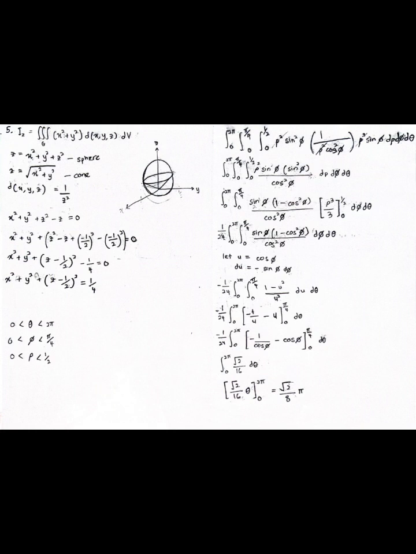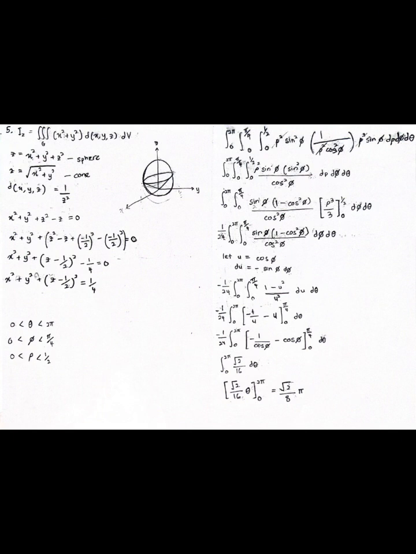So we need to sketch the diagram in 3D based on the information given, and we know that x square plus y square plus z square minus z is equal to 0. We need to complete the square for z, and we have x square plus y square plus bracket z minus 1 over 2 square is equal to 1 over 4. From that we know that the limit for theta is 0 until 2 pi, for phi we have 0 until pi over 4, and for rho we have 0 until 1 over 2.